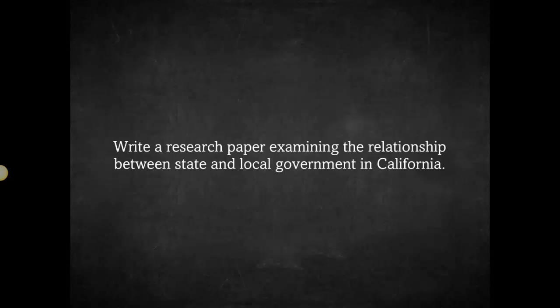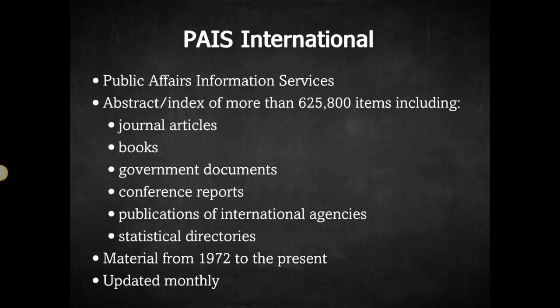The first database we'll look at is PAIS International, or Public Affairs Information Services. This database abstracts more than 625,000 items, including journal articles, books, government documents, conference reports, publications of international agencies, and statistical directories. The material is updated monthly and backdates from 1972 to the present day.